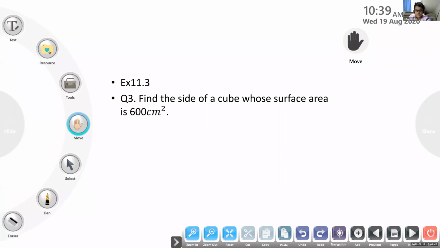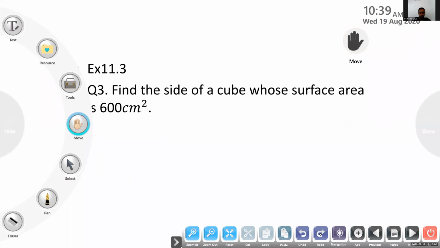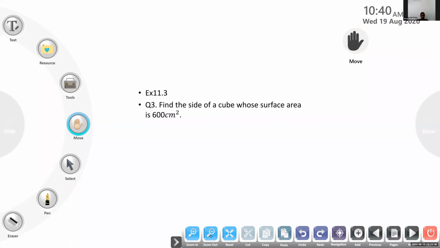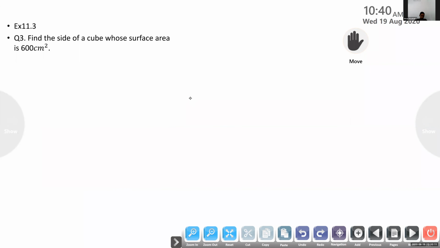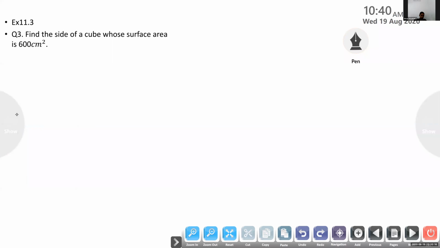Ma'am, we should find both lateral and total. Okay. Question: find the side of a cube whose surface area is 600 centimeters square. What is the formula for surface area of a cube?